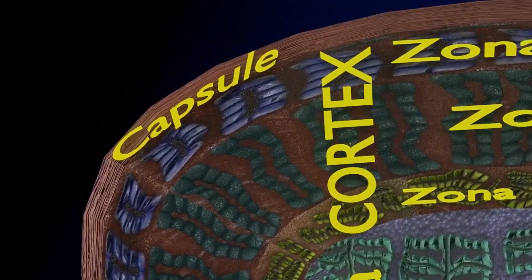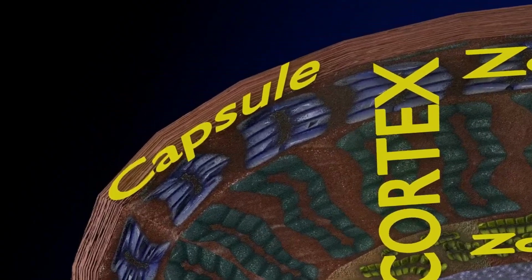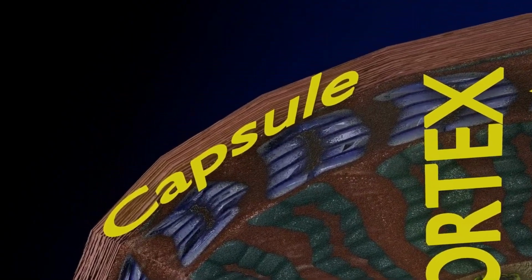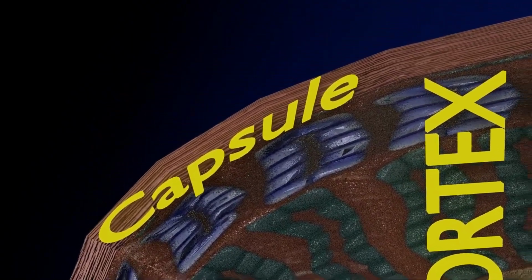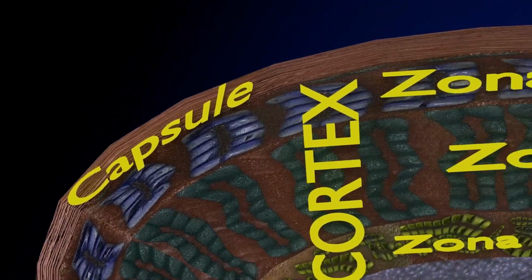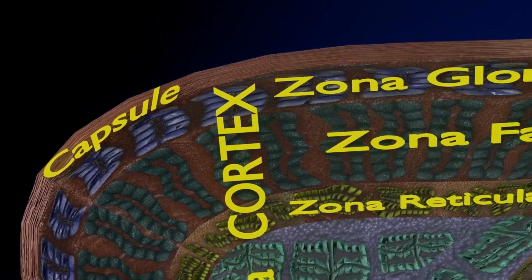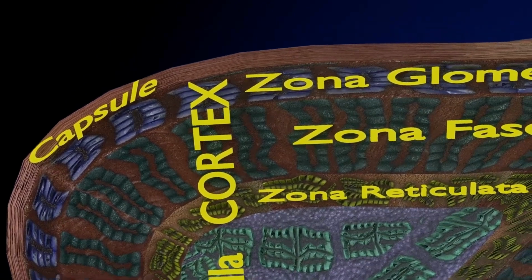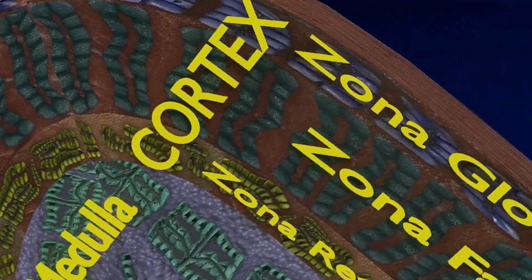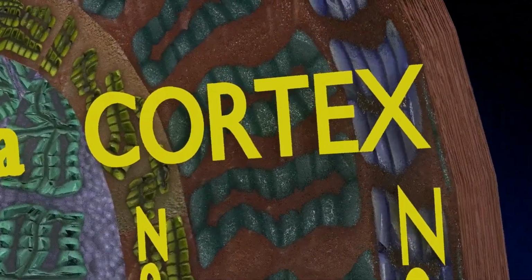Each adrenal gland lies within the renal fossa, which also surrounds the kidneys. The two distinct parts, that is the medulla and cortex, have unique functions secreting different hormones.